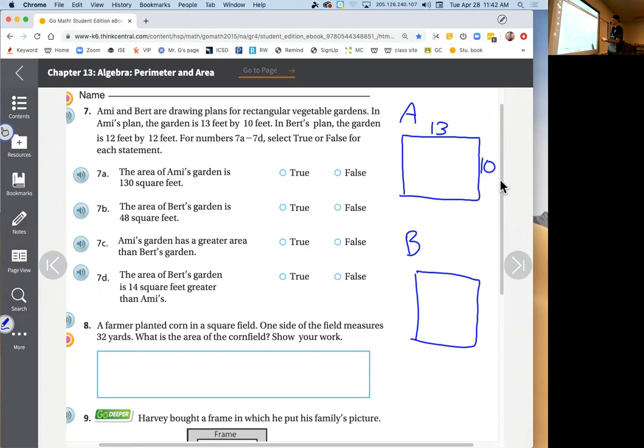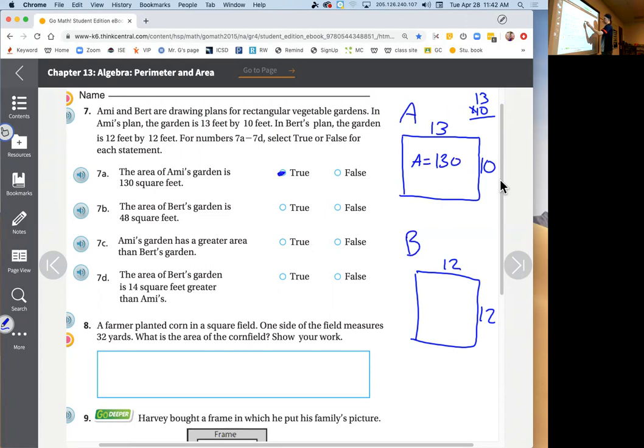And his is 12 by 12. So his is a 12 by 12. Okay. The area of Amy's garden is 130. Well, we got to find out the area. So the area is base times height. You go 13 times 10. Does that give you 130? The area equals, yes, it does.